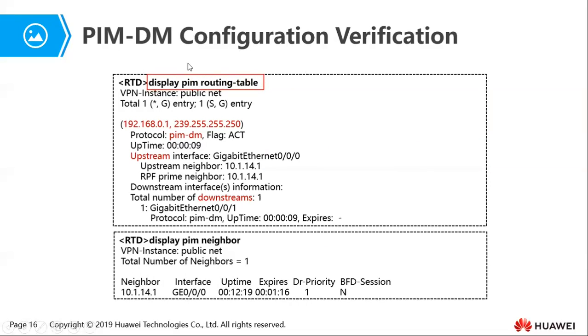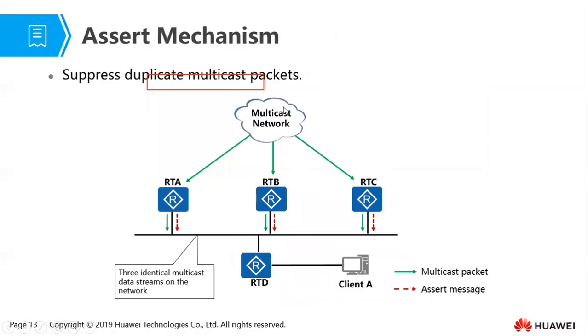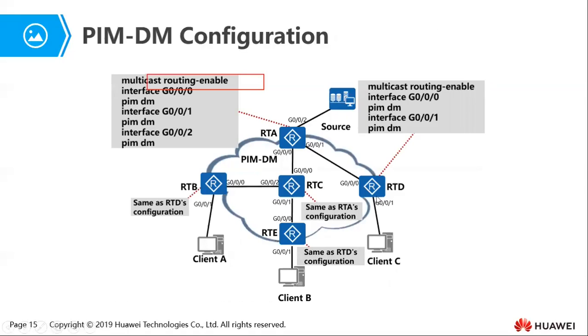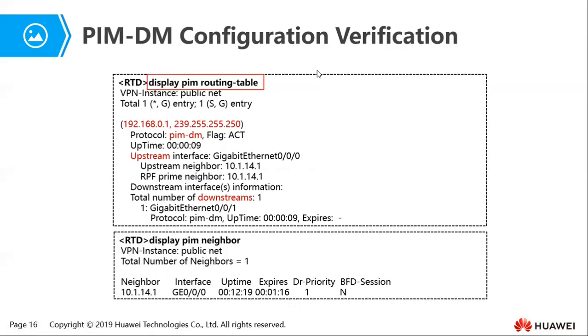For example, here we are on RTD. Let me just go back. So RTD is this one. So RTD is here, directly connected to RTA. So let's see. So we can see, I'm not sure whether I talked about star comma G and S comma G. I should have talked about this, but I'm still going to talk about it in a short while. I'm sorry, I must have forgotten to talk about it.